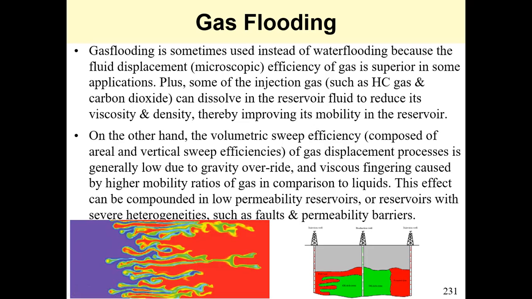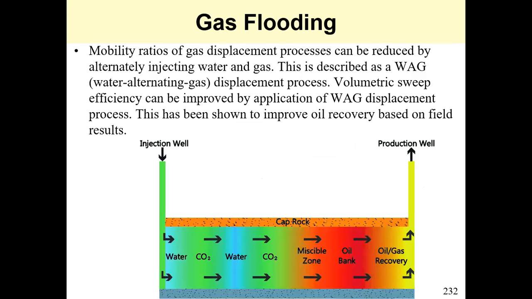And this effect can be compounded in low permeability reservoirs or reservoirs with severe heterogeneity, such as reservoirs with faulting and permeability barriers. So mobility ratios of gas displacement processes can be reduced by implementing a water alternating gas displacement process, which is WAG, water alternating gas. So the volumetric sweep can be improved by application of WAG.